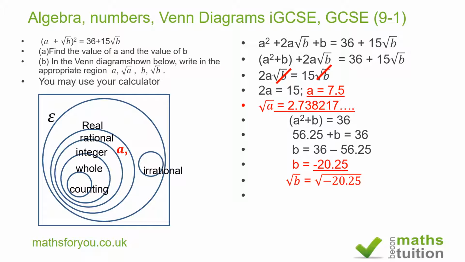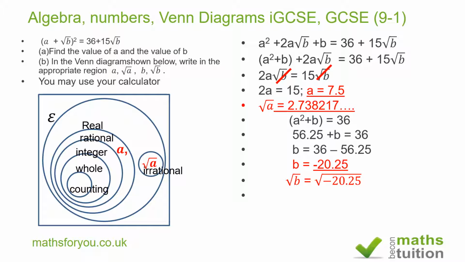Similarly, root a is 2.738217, and the numbers do not repeat themselves, and there's no pattern there. So root a, even though you can write root a on the number line, you cannot express root a as a fraction. So in effect, the value for root a is an irrational number, so root a will go in there.